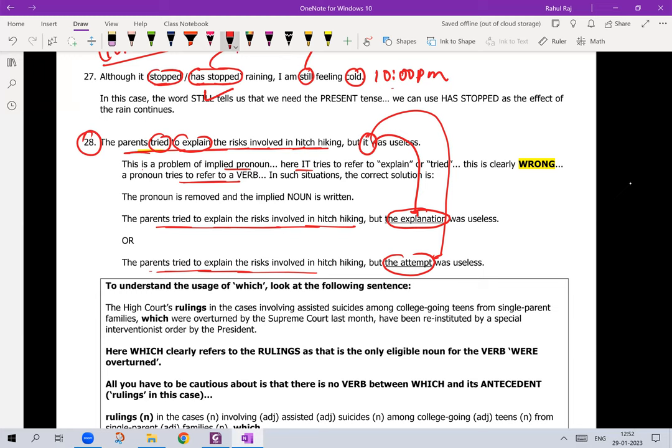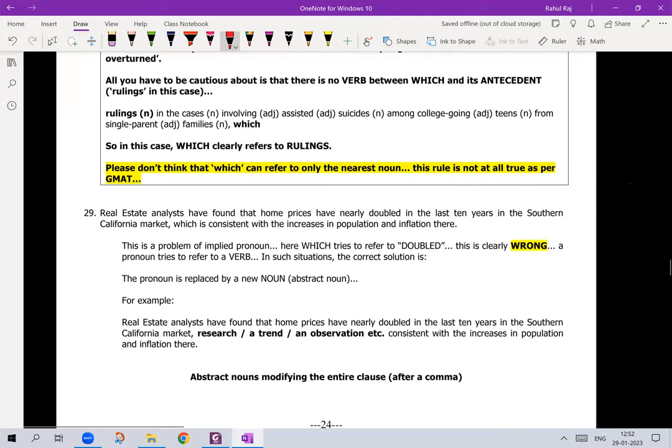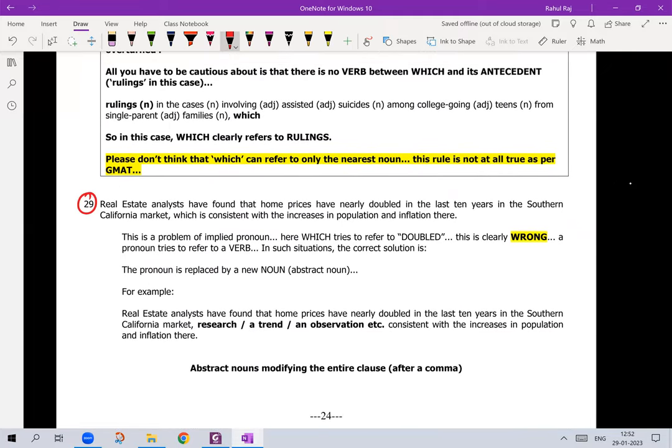So you are not supposed to create your own sentences, guys. Please understand. For construction problems, wait for the questions to come. With questions, you will have a very clear picture. Do not try and create your own sentences right now. Now imagine question number 29. It says, real estate analysts have found that home prices have nearly doubled in the last 10 years in the Southern California market, which is consistent with the increase in population inflation there.